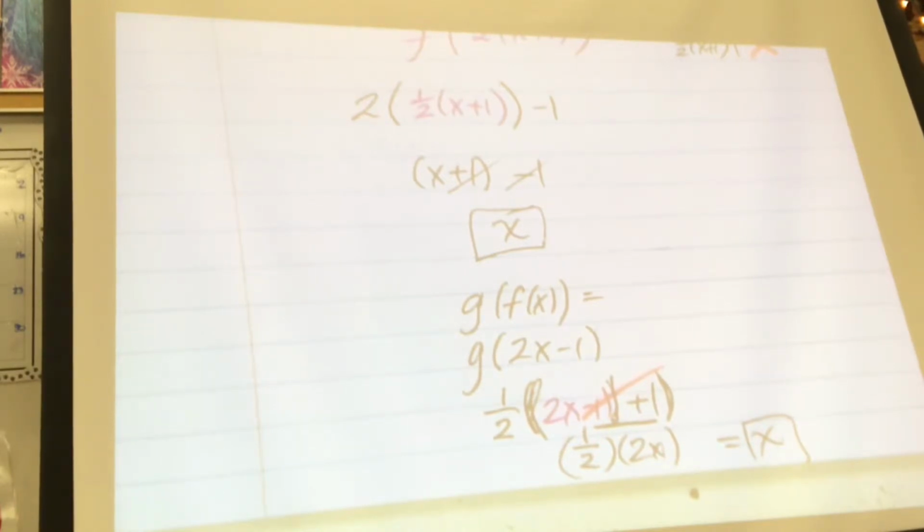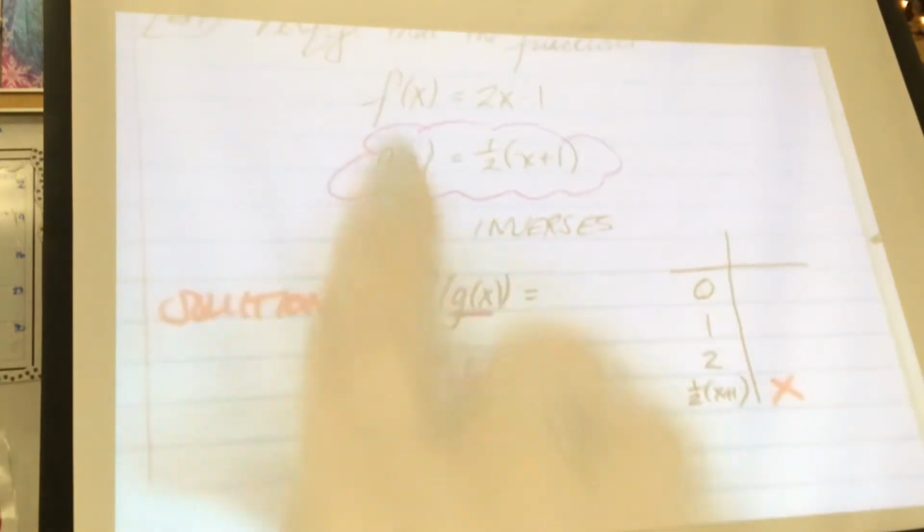How can I check this using a table? Don't yell it out. How can I check if these are inverses using a table? Raise your hand when you can tell me. Two people? We've done this for the last 2 days. How can I check, Heidi? I need you guys to look at your notes if you're not sure. How can I check by using a table if these guys are inverses?